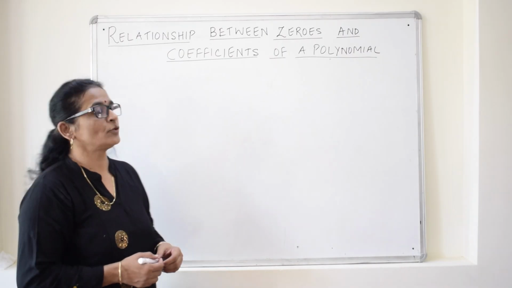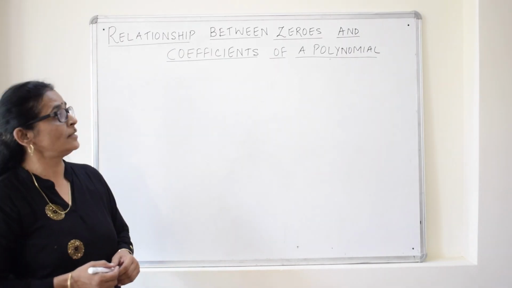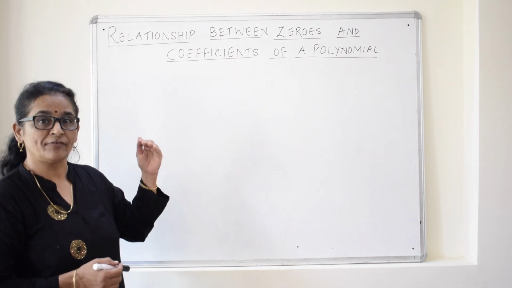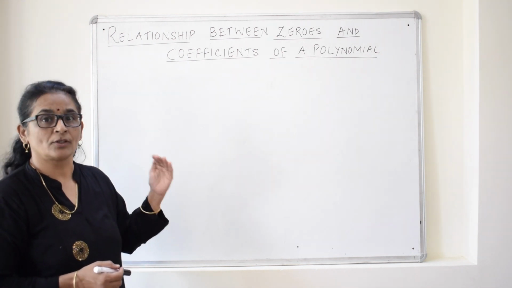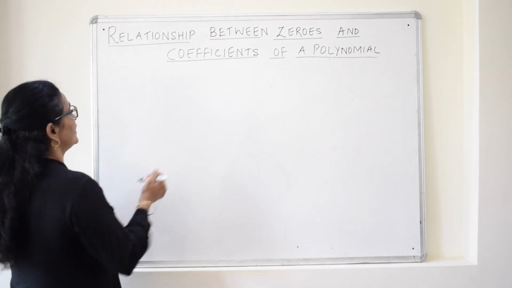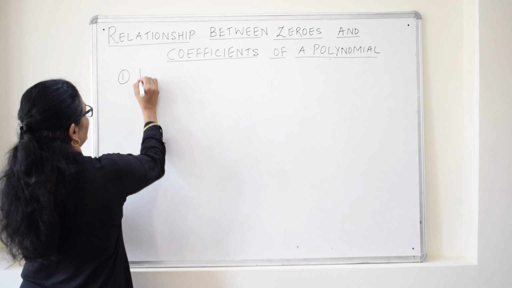In this lecture, we are going to discuss the relationship between zeros and coefficients of a polynomial. We will take different kinds of polynomials, linear, quadratic, cubic, and we will see the relation. First, we will take a linear polynomial.